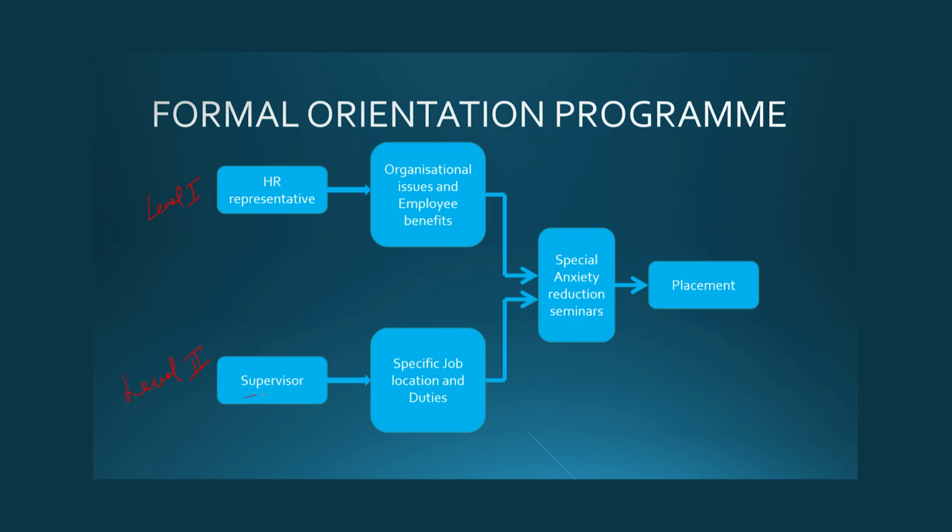Let's start with the supervisory role. The supervisor orients the employee about the specific job location and duties that he has to perform, while the HR representative orients the employee about organizational issues and about the employee benefits that he will get being part of the organization. Both programs are planned in a manner that they reduce anxiety, and these are called special anxiety reduction seminars.